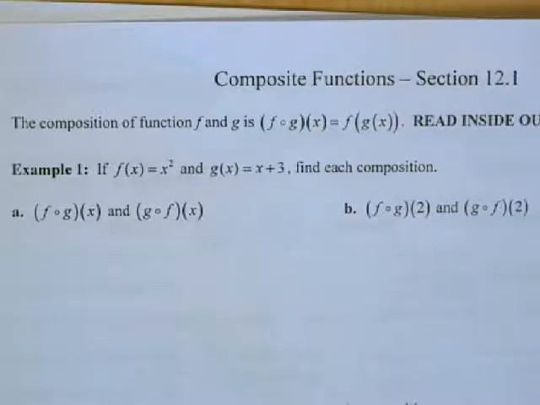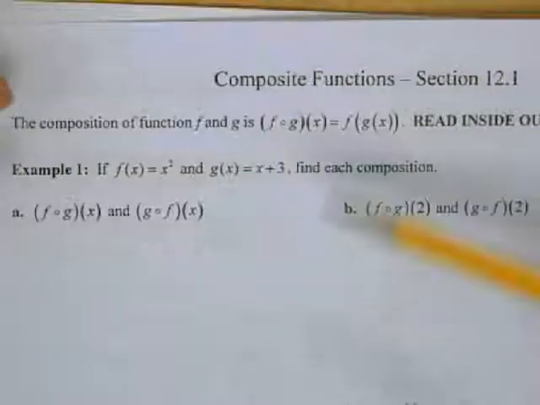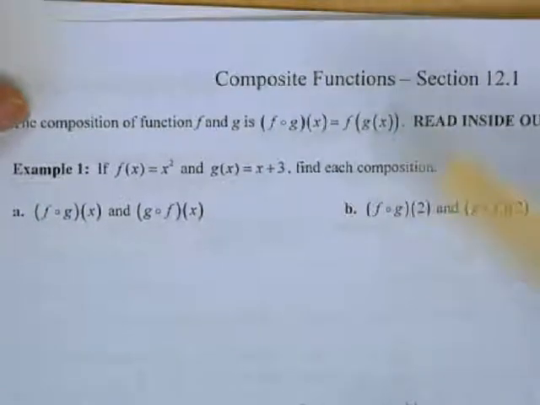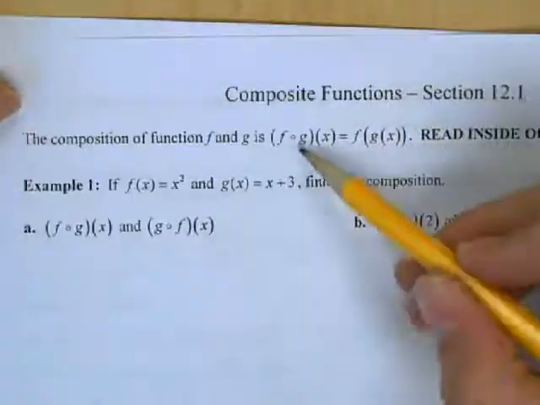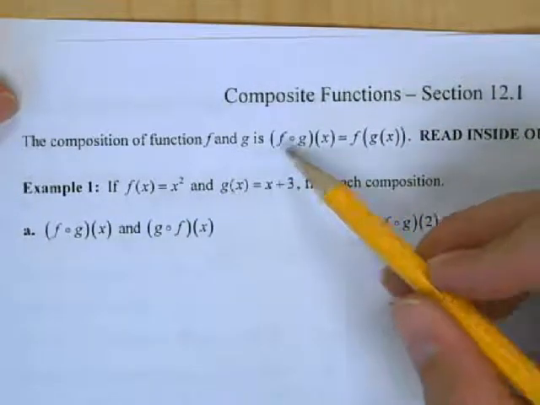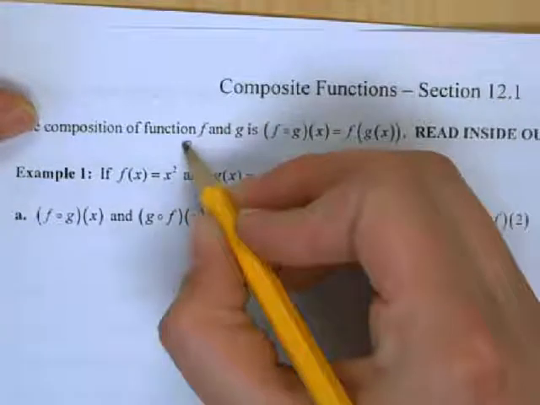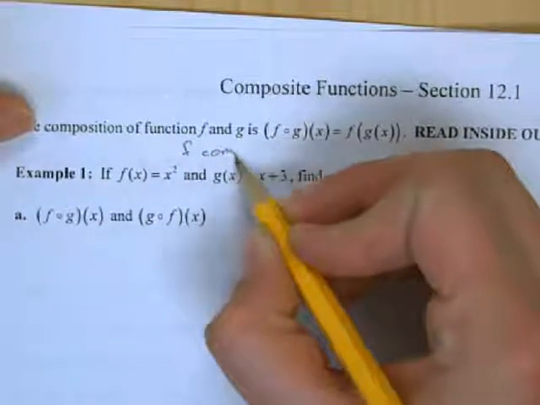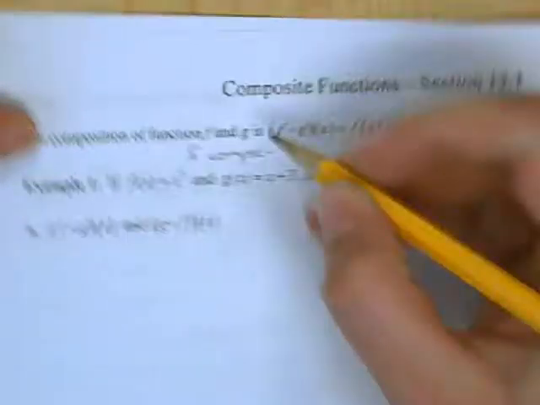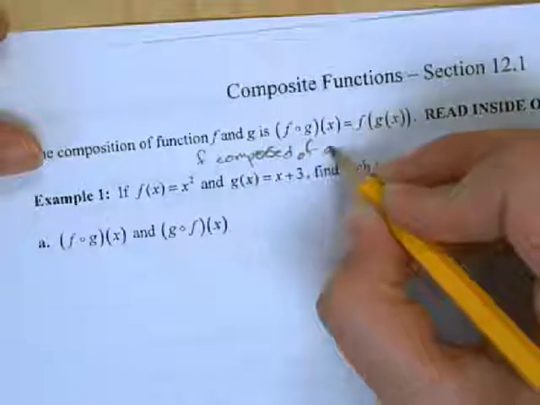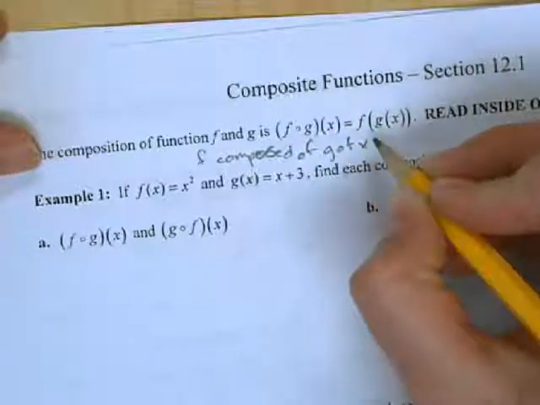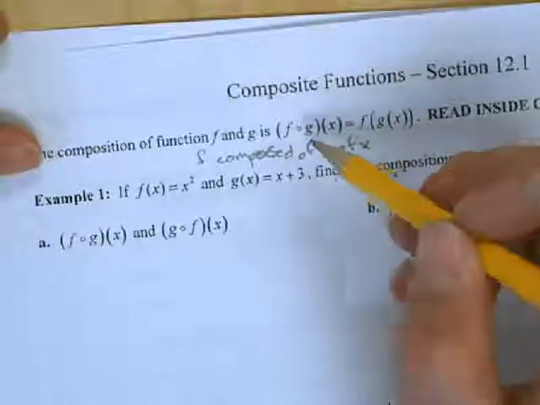Composition functions. Composition is all about substituting. Okay? The notation that we're going to use for composition, remember notation is very big in this unit, is going to look like this. A lot of people call it fog, but what this actually means is F composed of G of X. Okay, F composed of G of X.